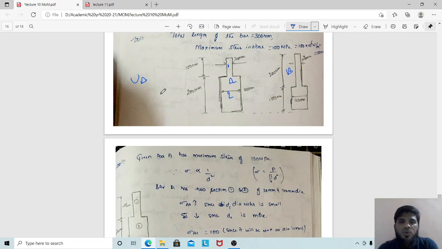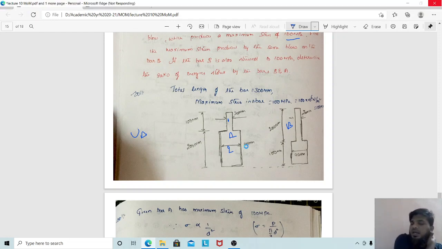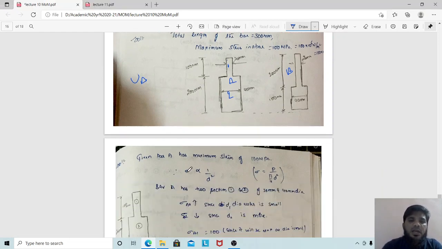The only thing you have to do is understand this total bar. For example, what is the diameter of this? This diameter is 20 mm. What is the diameter of this? Diameter is 40 mm. We know the relationship between the diameter and the sigma: sigma and diameter are reciprocal to one another, because sigma is equal to P by pi by 4 d square. Whichever diameter is lesser will have the maximum sigma, and whichever has the larger diameter will have less sigma.